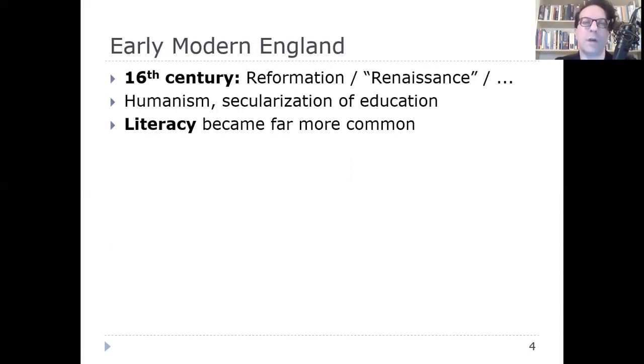And as we move into the modern time, you should think of the early modern period, particularly of the 16th century, as the age of the Reformation. That probably rings a bell or two. You should think of this time as the age of the Renaissance that was going on a bit earlier, actually, starting in Europe and then moving to England, influencing English writers as well. You should think of this time as the beginnings of humanism, of the secularization of education, and of a time in which literacy became far more common than it had ever been before.